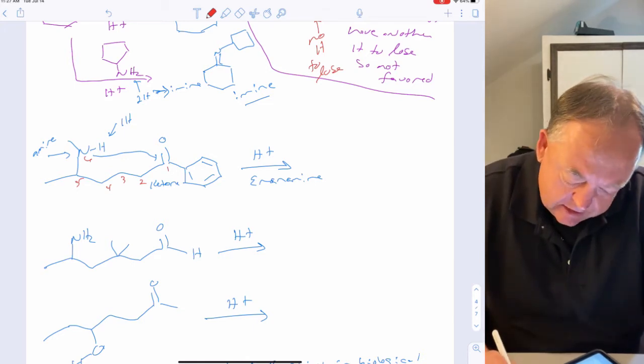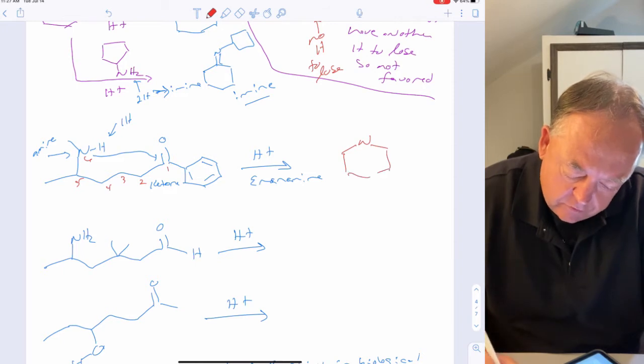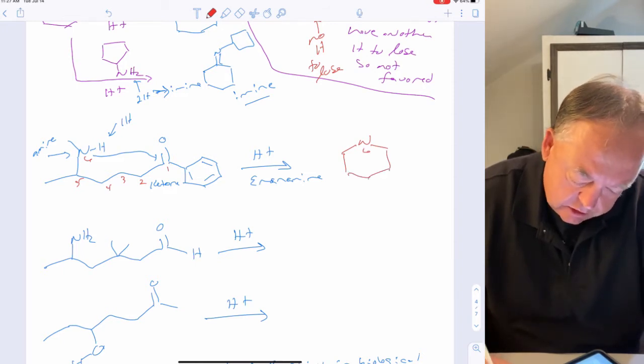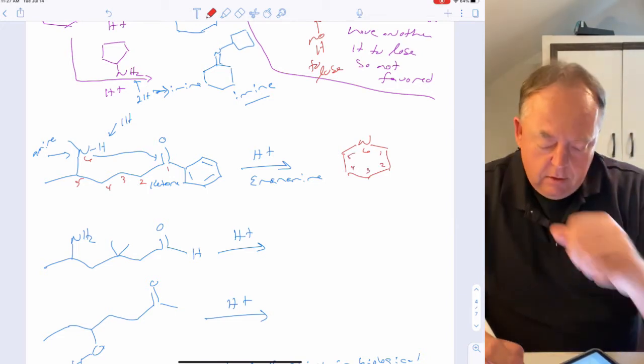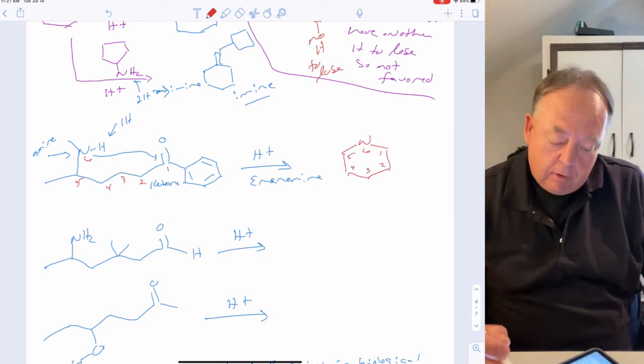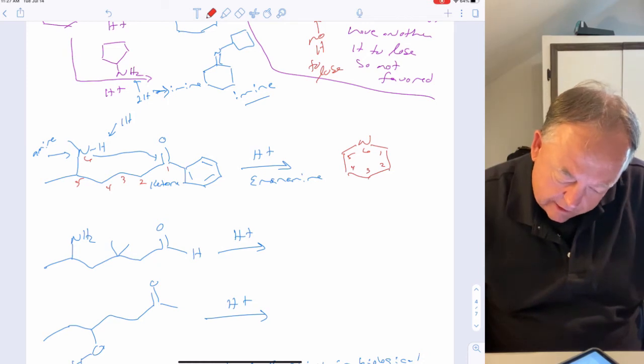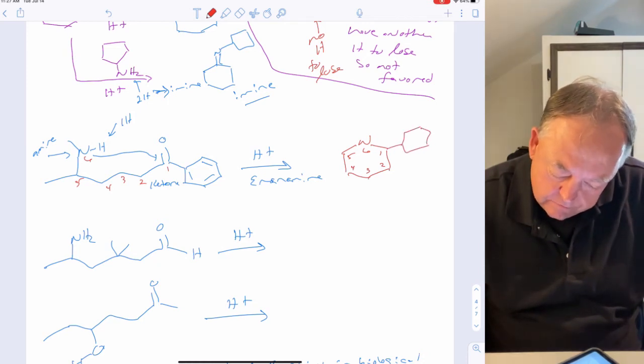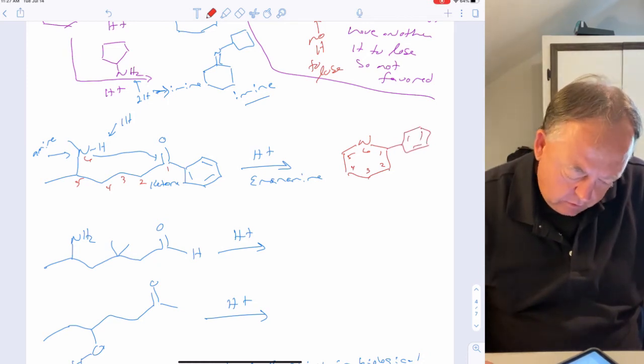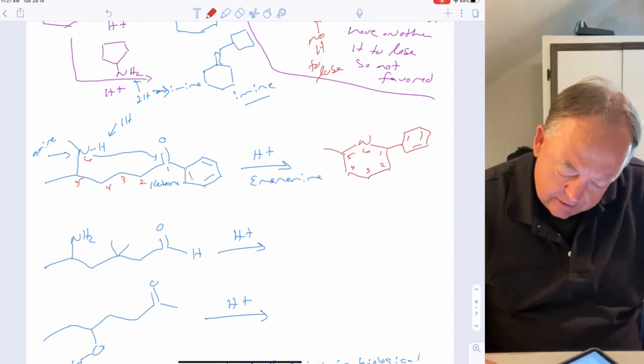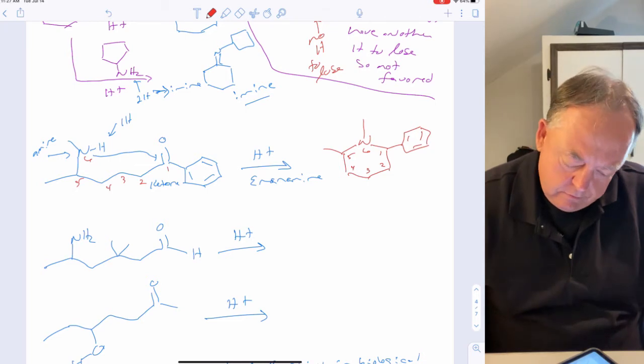Okay, so we're going to make a 6-membered ring. Nitrogen is going to be part of that ring. So we said nitrogen was 6. So if this is 1, 2, 3, 4, and 5, now we can get everything in the right spot. Carbon 1 has a benzene ring attached. 2, 3, and 4 are CH2s. 5 has a methyl. Nitrogen 6 has a methyl.